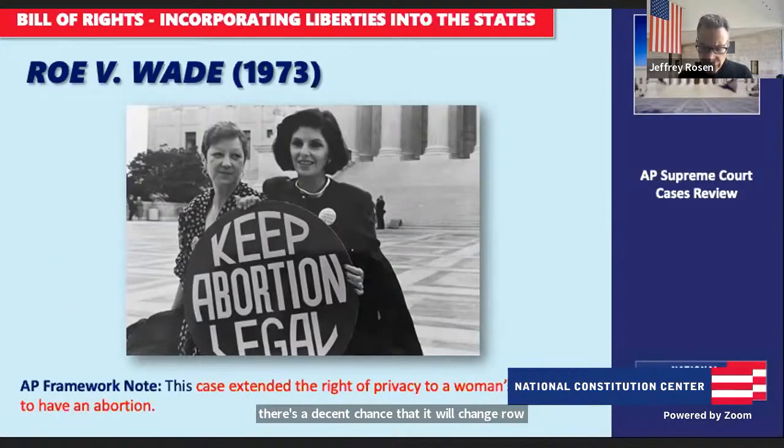And Roe established a trimester framework, which was modified in Planned Parenthood v. Casey. But the basic idea is that early in pregnancy, there is a liberty to choose abortion, which can be balanced against the growing interests of the fetus later in pregnancy, so that later term pregnancies can be restricted and early term pregnancies must be protected.